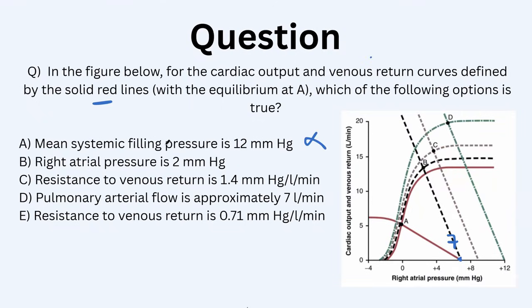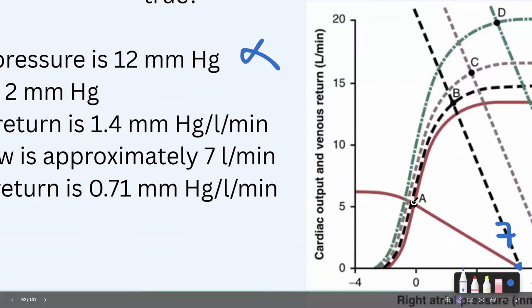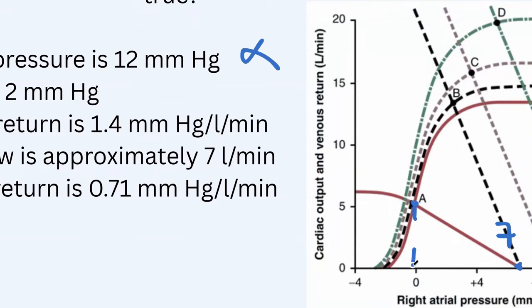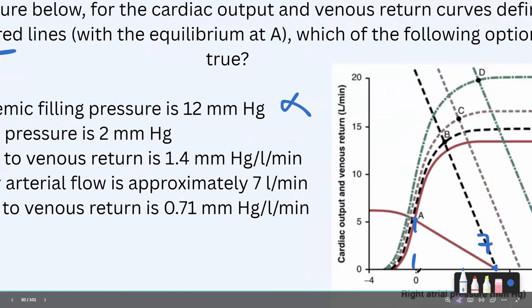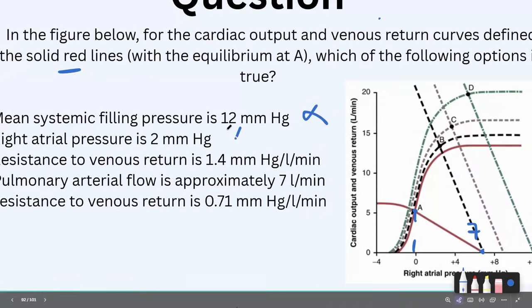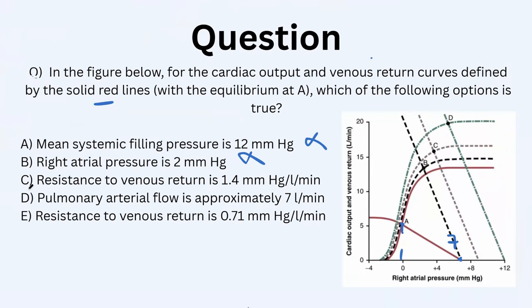For B, it says right atrial pressure is 2 millimeter mercury. Well, that's wrong too, because if you look here, point A, if you go down, down, down, it's actually 0. So the right atrial pressure is 0, not 2. So B is wrong also.